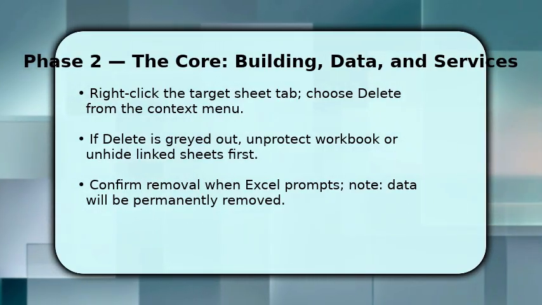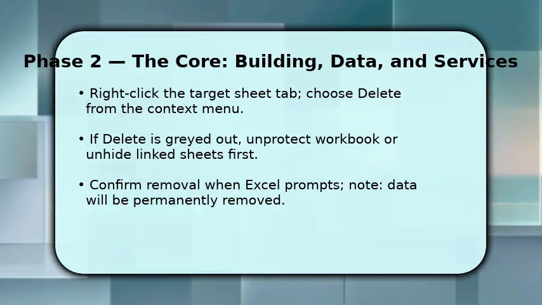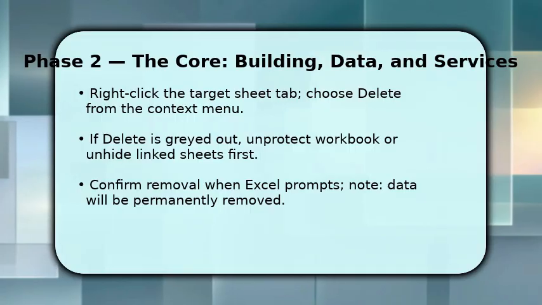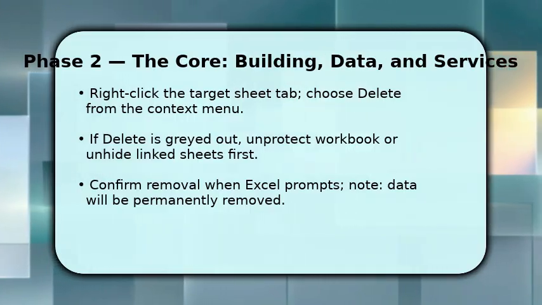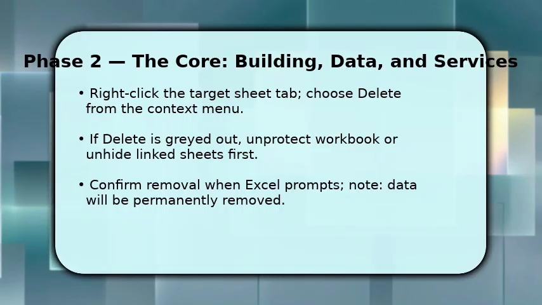If Delete is grayed out, stop and check protection settings. Go to Review, Unprotect Sheet, or File, Info to unprotect the workbook. Also unhide any dependent sheets that could be preventing deletion.